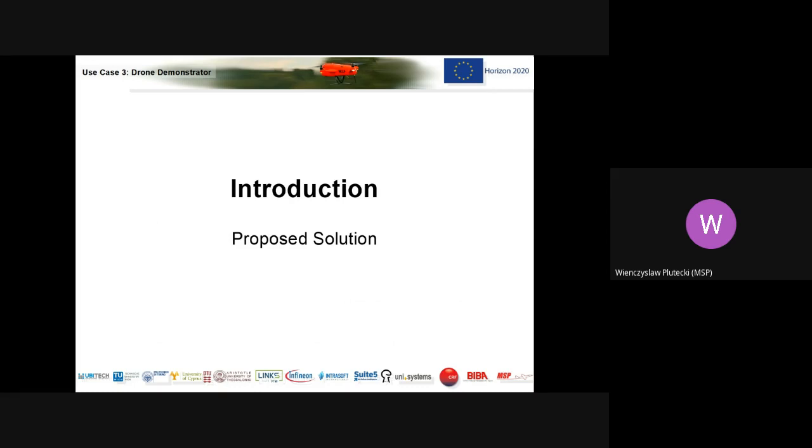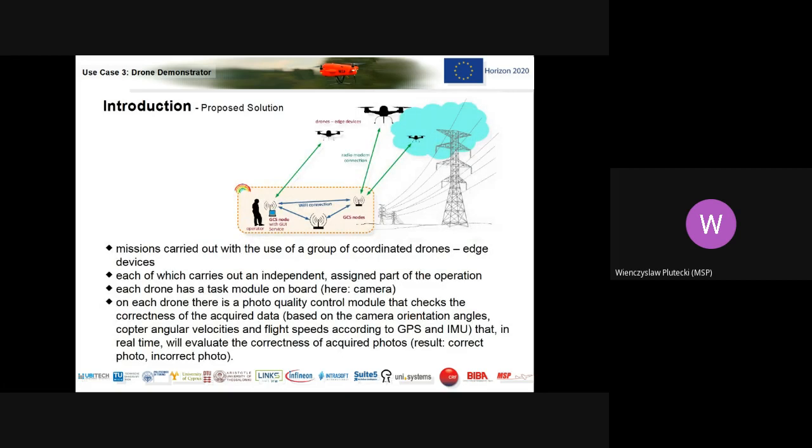So according to these issues and challenges, what is the expected solution? This is what was designed in the beginning for our use case. It is drafted on the picture above, and let's start with drones. There are so-called edge devices. The mission is performed with a group of drones. Each drone, in our case, is equipped with a camera which collects images of the power lines infrastructure. And on board of each drone, there is a module which controls the quality of images.